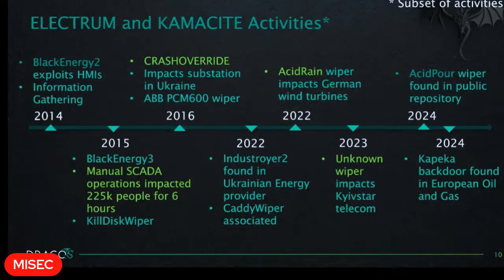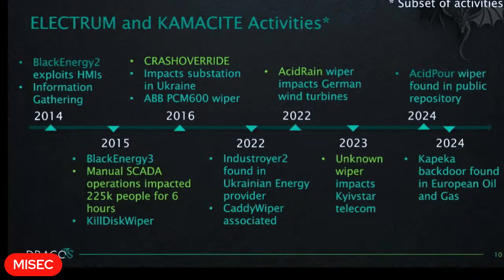Same year, acid rain impacts a German wind turbine. This is another wiper, but it has no ICS capability. It doesn't implement any ICS protocols. It is just a wiper. And it actually didn't cause any impact to the wind turbine itself. It happened to telecom. So Viasat satellite communications was impacted because the wiper was taking out the modems.